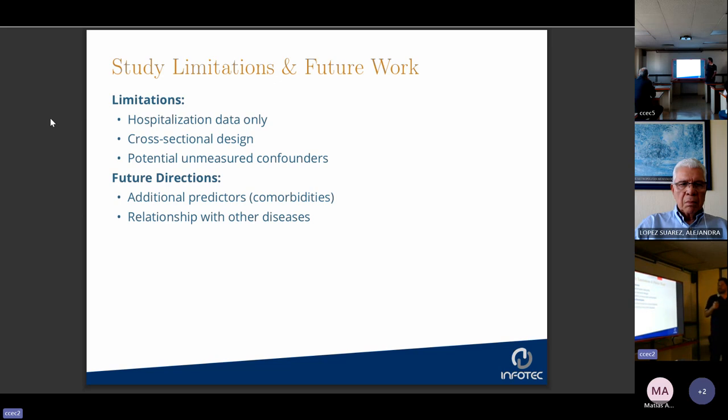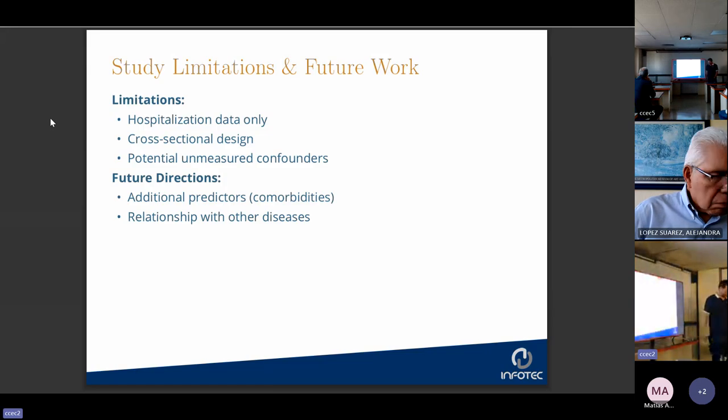Well, we only have hospitalization data, which can be a bias because, for example, people with a very low CES maybe can't afford to be hospitalized. So that can be a bias. We could have potential confounders. So in the future, we plan to add some predictors like comorbidities and also study the relationship with other diseases. Thanks.